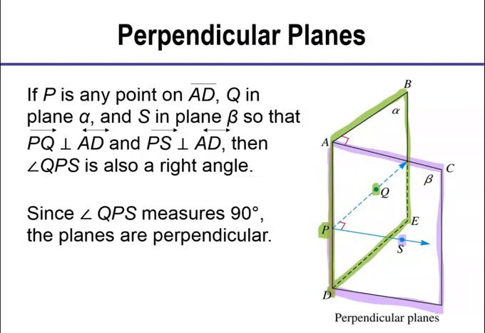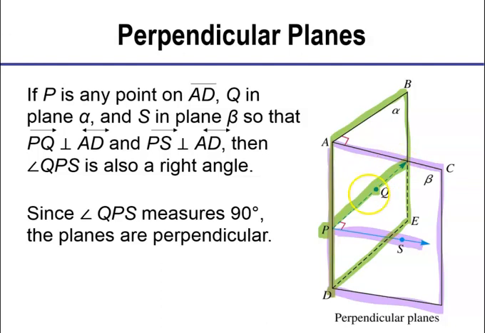So that PQ is perpendicular to AD. So you see PQ, I would denote that one in green since it's in plane alpha, is perpendicular to AD. And remember, AD is the vertical one. Okay, so PQ is perpendicular to AD, and PS is perpendicular to AD. So over here, this is PS. It's also perpendicular to AD. Then the angle QPS is a lot to take in. So here's QPS. You can see me drawing it with my line. Angle QPS is also a right angle.